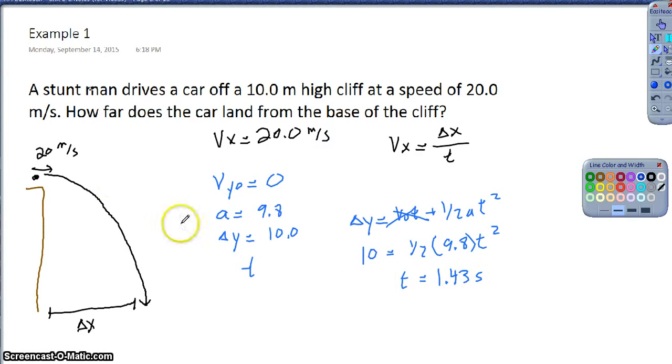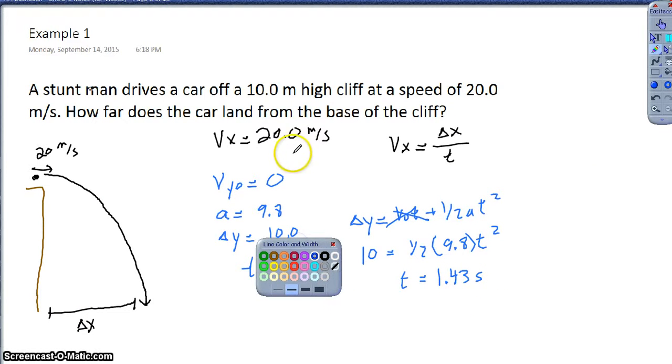And then again, that tells me how long it takes before the car hits the ground, right? Regardless of whether it falls straight down or whether it's going off to the side, it's going to take exactly 1.43 seconds for it to fall downward 10 meters with that acceleration. So again, no matter how far it goes, it's going to take that long for it to fall 10 meters down. So since I now know the time, and I have my horizontal velocity, it's easy enough to bring this all together. So 20 equals delta x over t, so over 1.43.